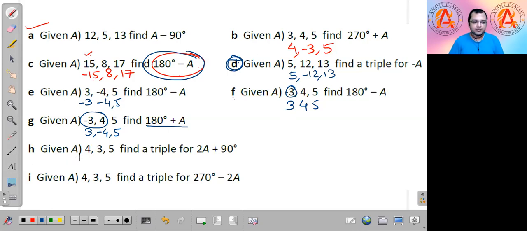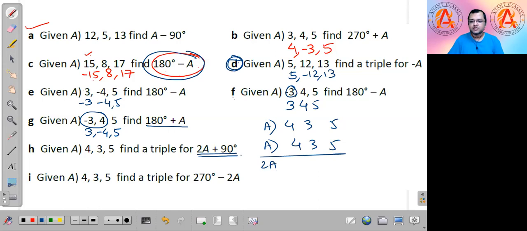Yeah, so number H. Number H answer. Yeah, H I have to explain. 2A plus 90 degree. Correct. So A is 4, 3, 5. Take one more 4, 3, 5. Can you find out what is 2A? Tell me what is 2A. Add.